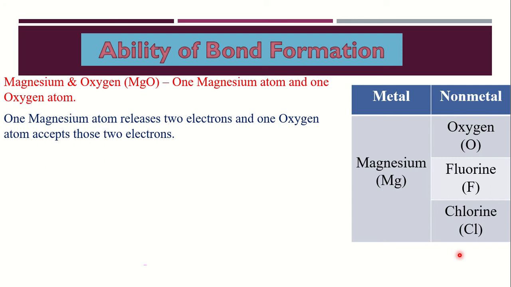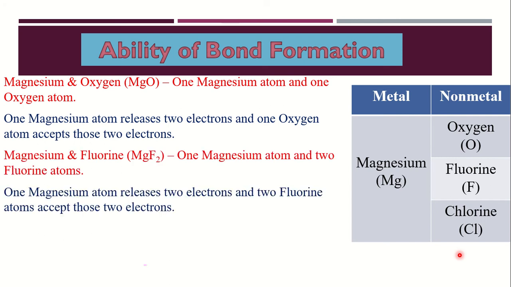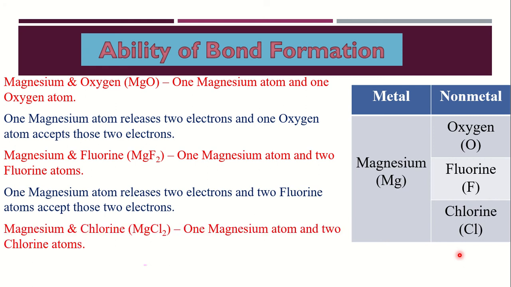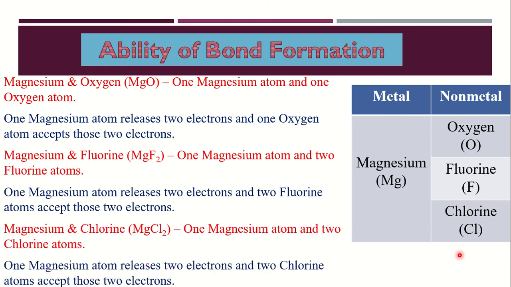For magnesium fluoride and magnesium chloride, one magnesium atom releases 2 electrons, but fluorine or chlorine needs only 1 electron. So 2 fluorine atoms or 2 chlorine atoms come to accept those 2 electrons released by magnesium. So the formula of magnesium fluoride or magnesium chloride are MgF2 and MgCl2.